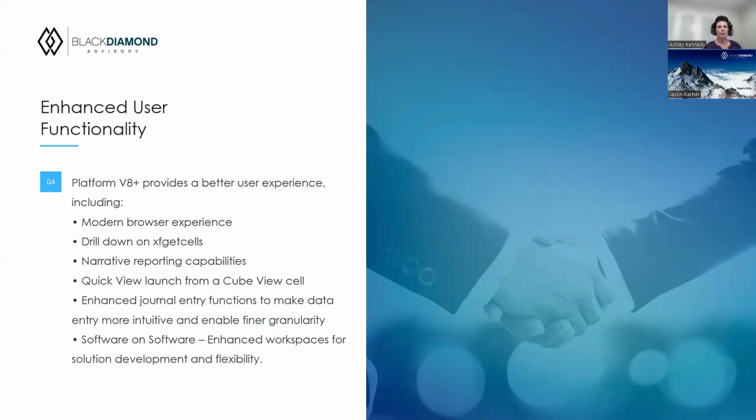Narrative reporting. This is one we'll have a screenshot for in a minute. Narrative reporting is to Workiva what account reconciliation is to Blackline. For a first release, what I've seen in narrative reporting is absolutely fantastic, and I'll show that in a minute. Launching quick view from a cube view, that's cool. Journal entry functions, okay, that's nice. Doesn't get my spidey senses tingling quite as much as some of the others.